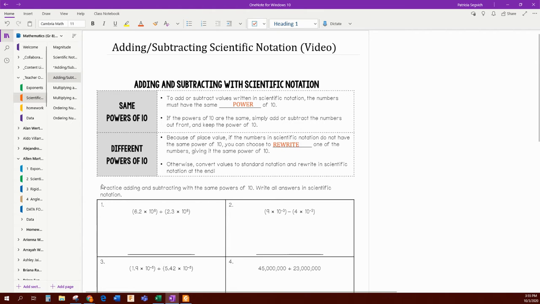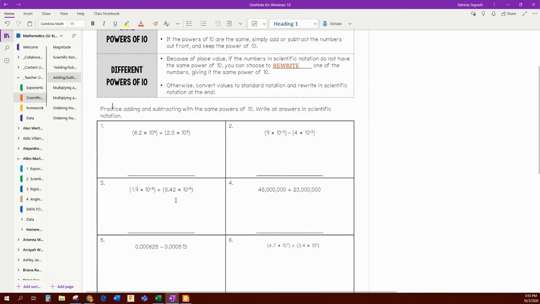So let's look at number 1. We have 6 and 2 tenths times 10 to the 8th plus 2 and 3 tenths times 10 to the 8th. So if we look here, these are both 10 to the 8th, right? So we have the same power, so we don't have to worry. We can just add up our first factors and keep it by 10 to the 8th. So I would do this.